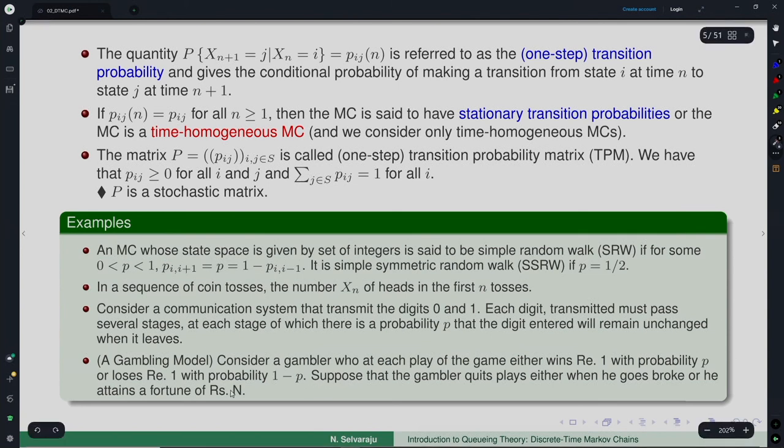Suppose you assume that both of them put together have a total of n amount, and one starts with some x amount and the other starts with n minus x amount. Now, they play the game until one of them goes broke, which means that one of them loses all the money and the other one gets all the money. So the states 0 and n would be of one particular nature: once you go there, the chain will remain there forever. And so on, we will see that.